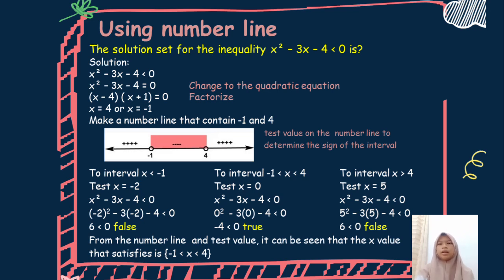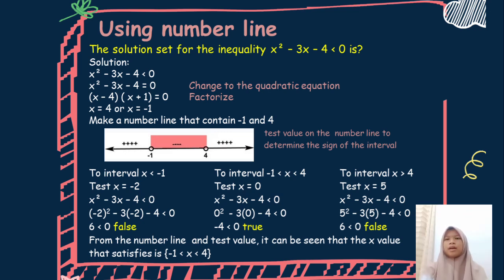Then make a number line that contains negative 1 and 4, and test values on the number line to determine the sign of the interval. First, the interval x is less than negative 1. Test x equals negative 2. Substitute negative 2 into the quadratic inequality, which is x squared minus 3x minus 4 is less than 0. So we get negative 2 squared minus 3 times negative 2 minus 4 is less than 0. So we get 6 is less than 0, which is false.